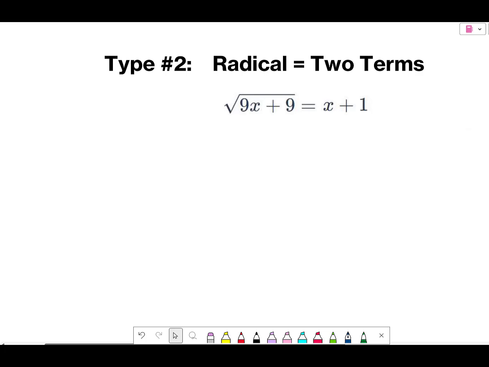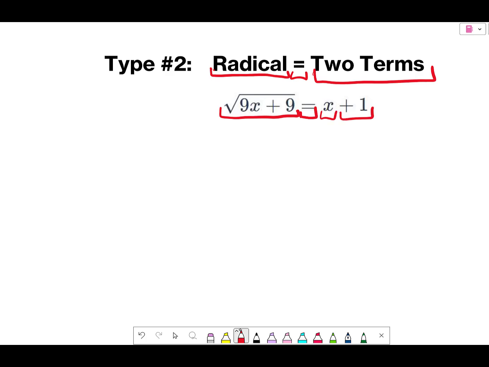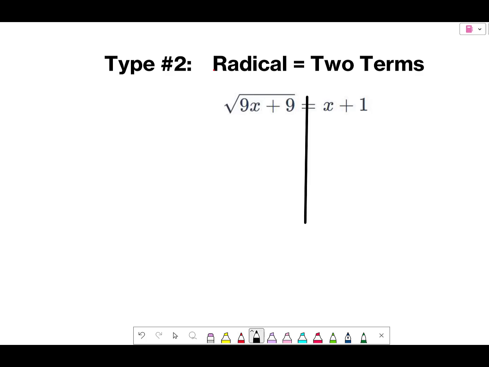Okay, so this one we are going to end up with factoring. Okay, so same thing here. I have a radical, right? This is a radical, and equals, and then 2 terms or 2 groups. So I have 1, 2. So that's how I know it's this type of problem. Okay. You're going to do the same steps as before. Draw a line, and we're going to get rid of these radicals by squaring both sides.